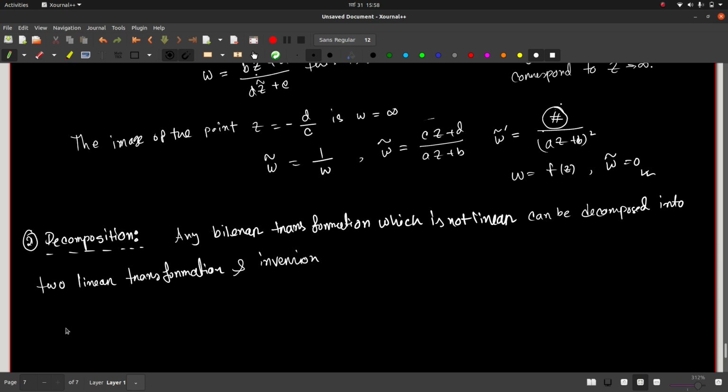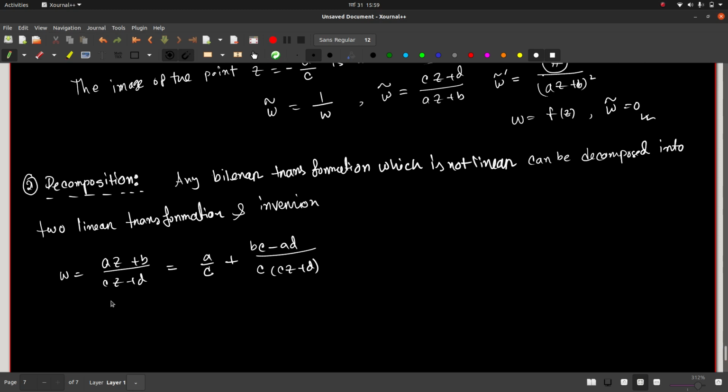What it means is that w equals az plus b over cz plus d can be written as a by c plus bc minus ad over c times cz plus d. And what we can do further is that we can decompose this whole thing. This means that this general bilinear transformation can be decomposed into the following three successive transformations.